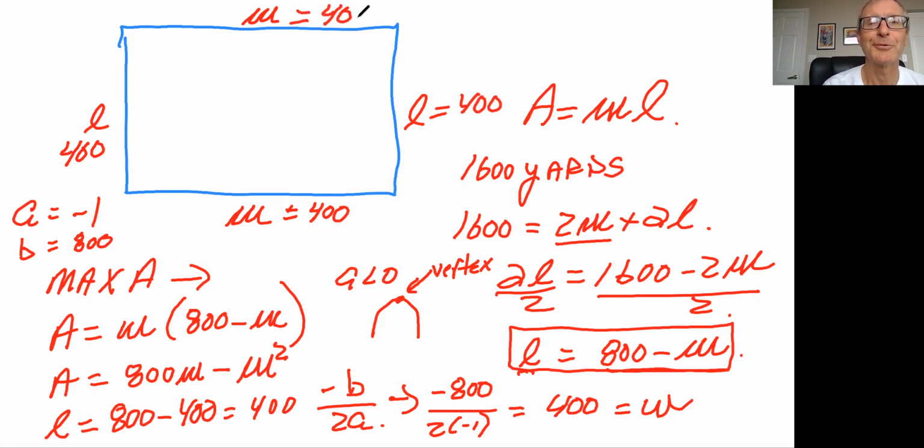So what did we just prove? That the maximum area of any rectangular figure is a square. And so how do you find the total area? Well, the area is 400 times 400, or 400 squared, and that would be 160,000. And this was yards, so that'd be 160,000 square yards. That's A max.